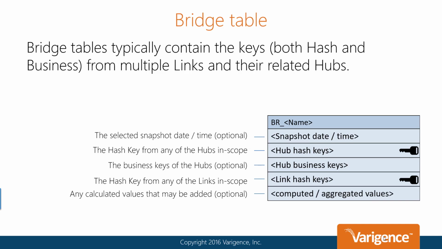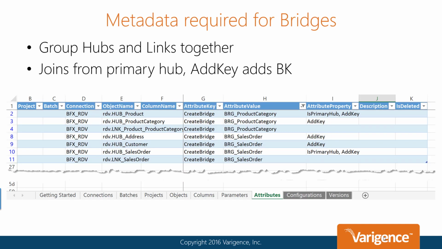keys across the relationships. The required metadata for a bridge table includes the primary hub, the attached links and their attached hubs. For the primary hub, the property value is specified as isPrimaryHub. For all hubs where keys should be included, they're tagged with addKey.